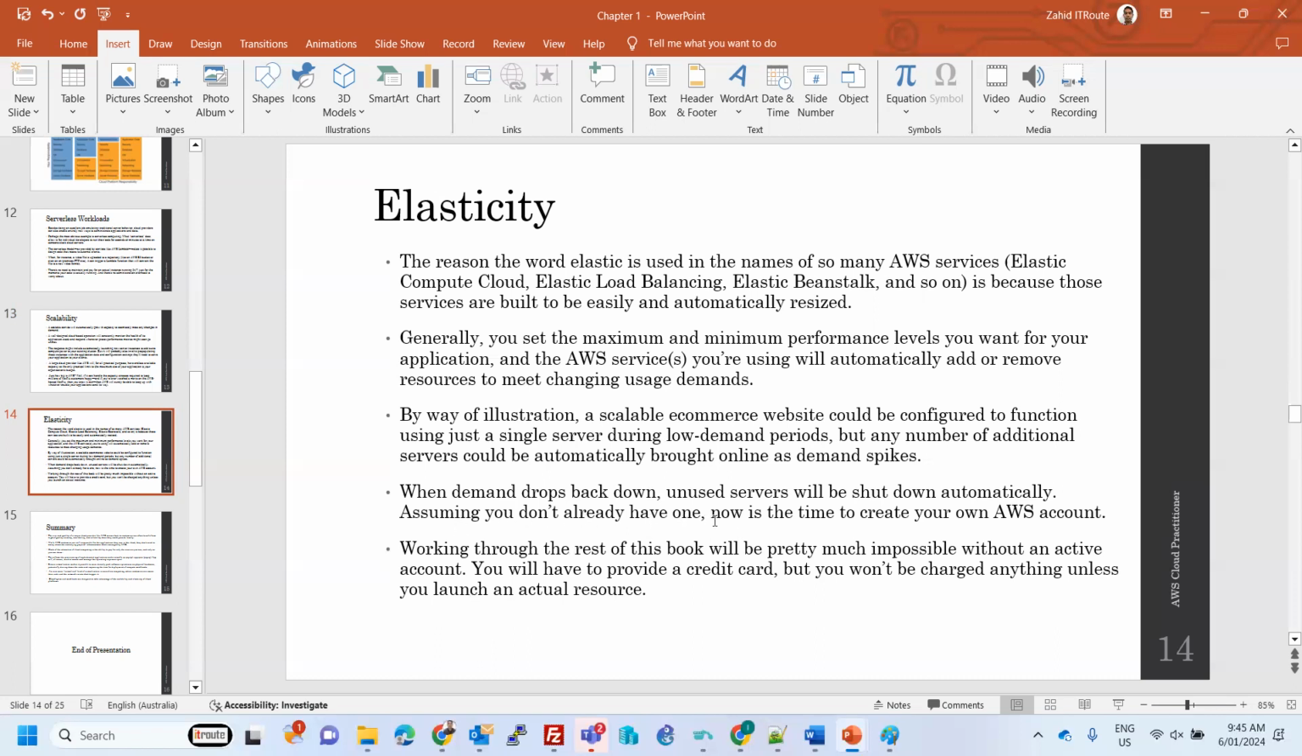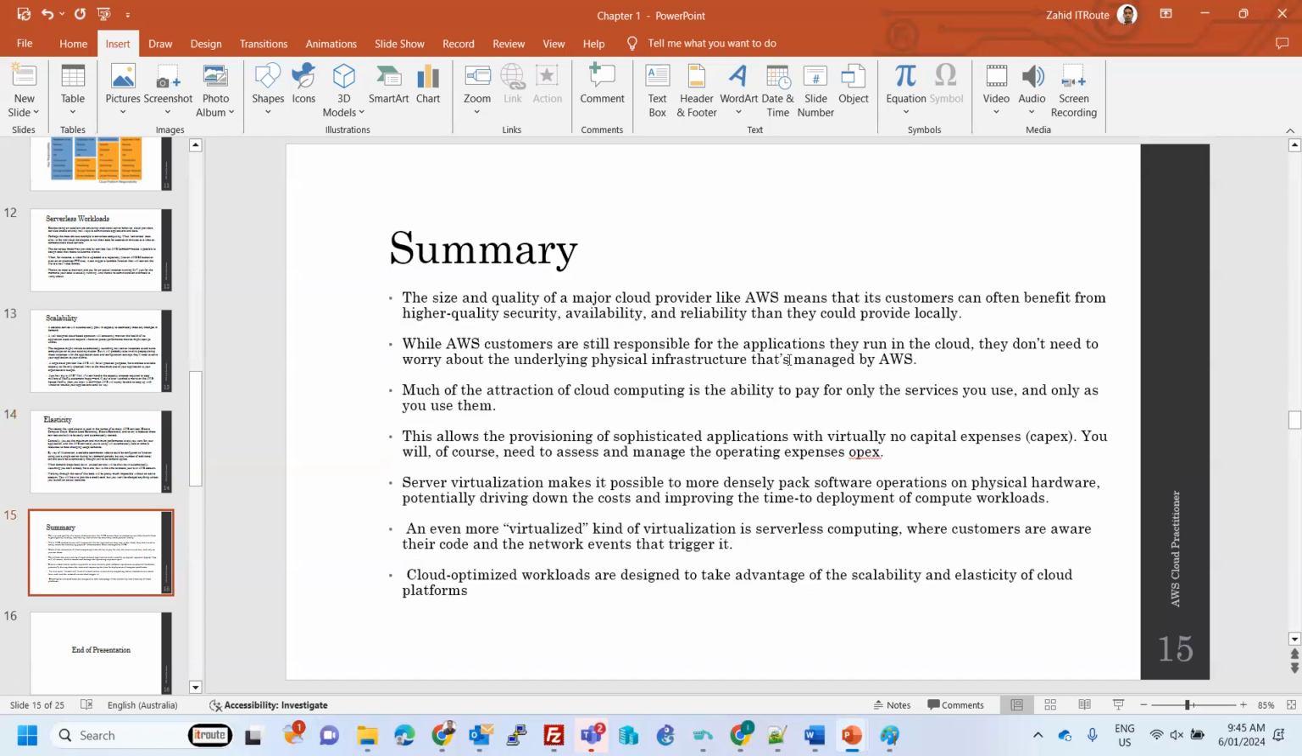Assuming you don't already have one, now is the time to create your own AWS account before working through the rest of the topics. These are just the instructions on how to create the account. So you're going to create the account and we're going to work around that area.